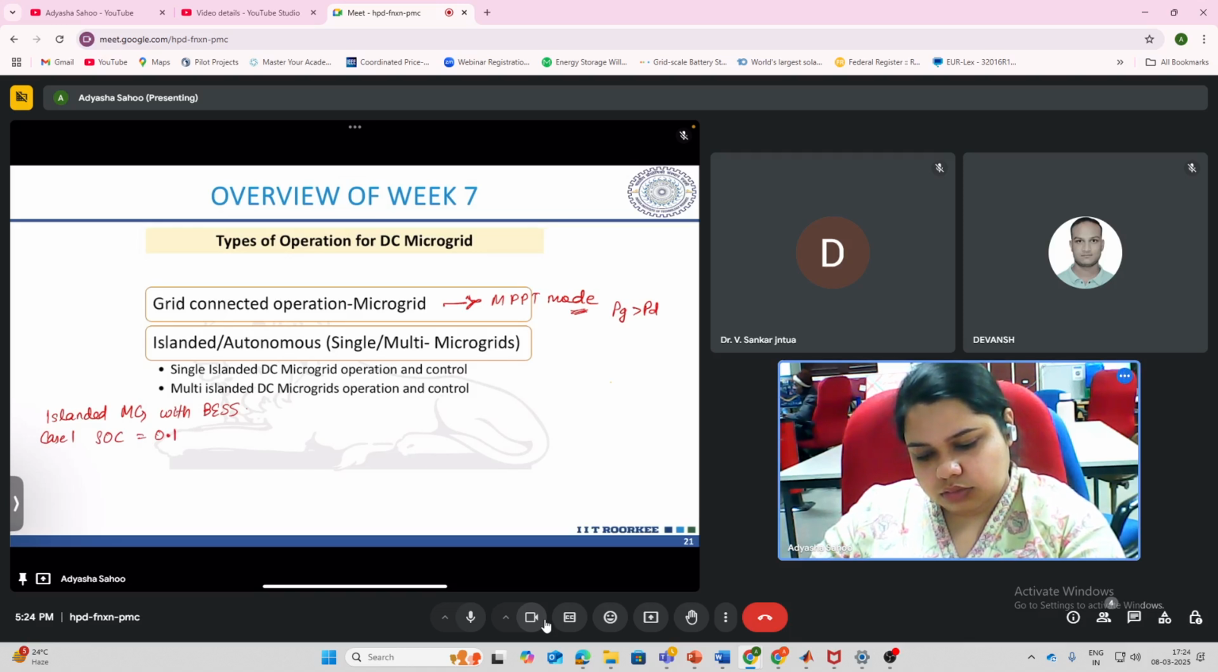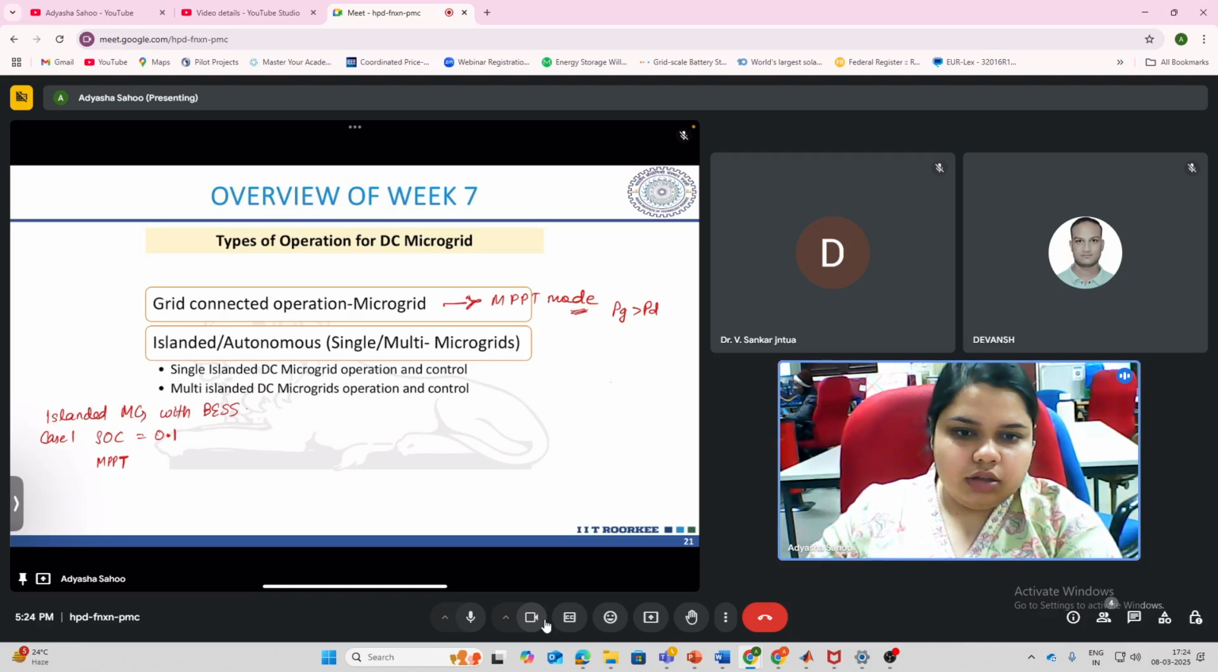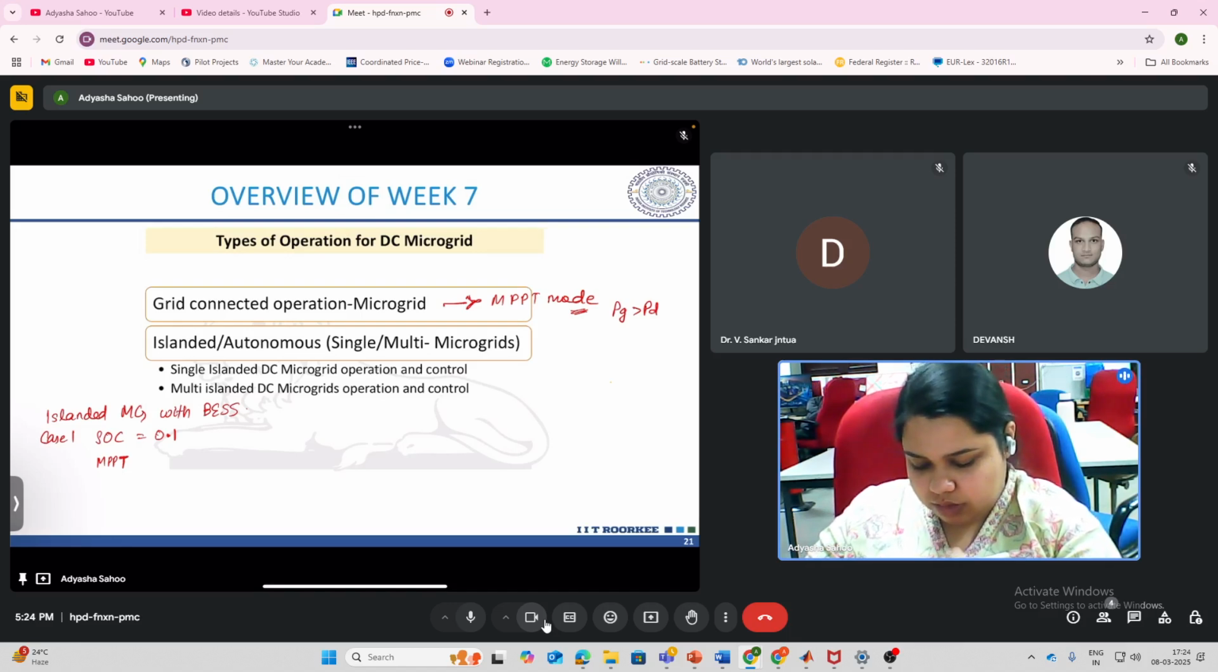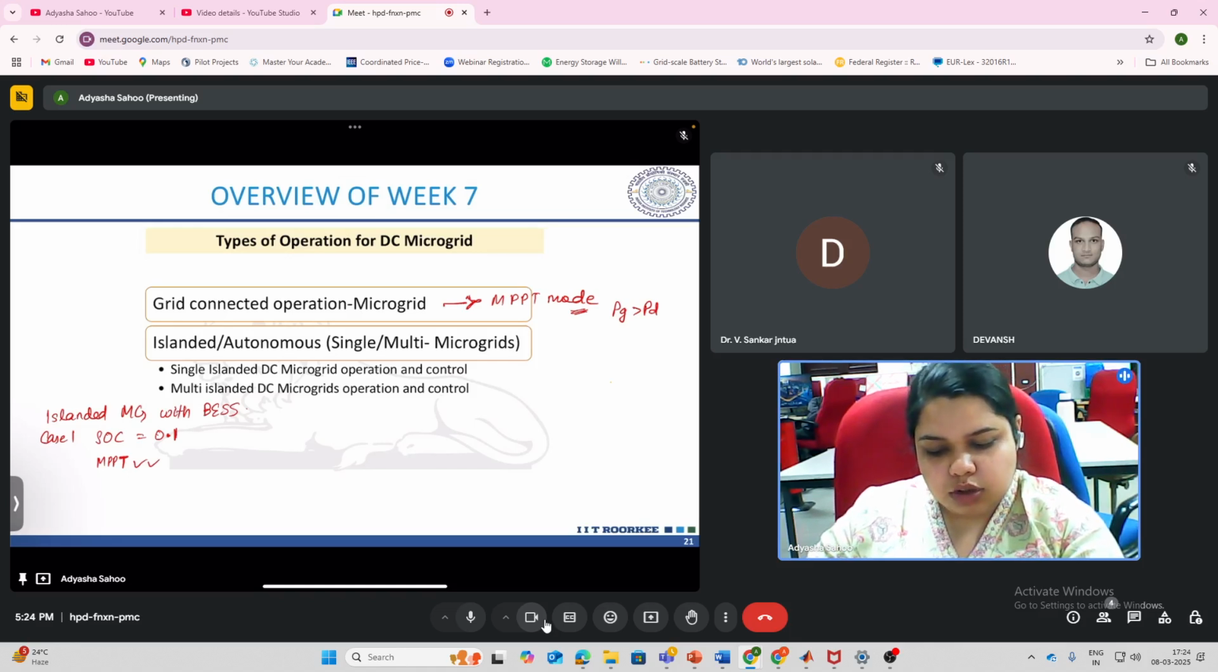Then can the resource operate in MPPT mode? Will the renewables operate in MPPT mode? You are aware of the MPPT mode, right? Maximum power point tracking. Basically, you try to derive the maximum power from the resource using this technique. So obviously you can operate in MPPT mode because your battery SOC is 0.1.